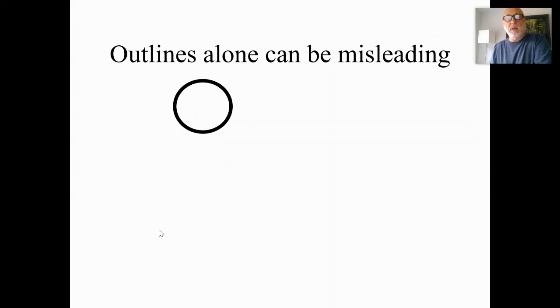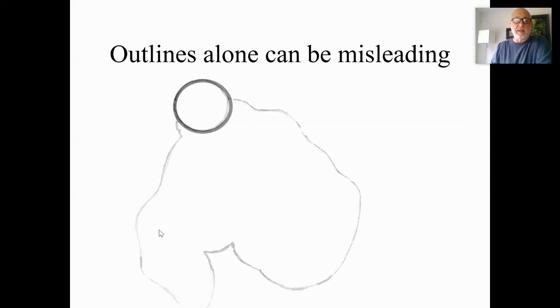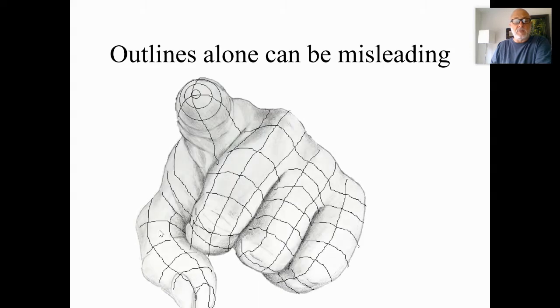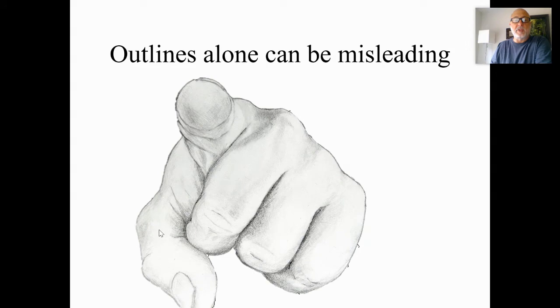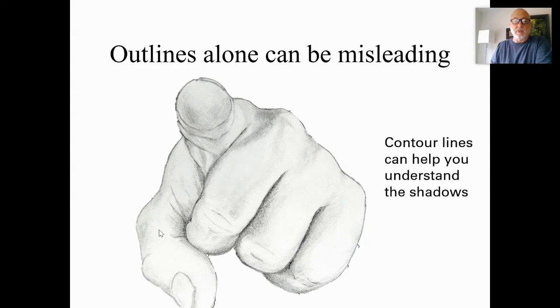So as I said, outlines alone can be rather misleading. It doesn't give you enough information. But when we start to add the contour lines, we can start to see the three-dimensional form. And it's these contour lines that help us understand how the shadows would appear on this form.